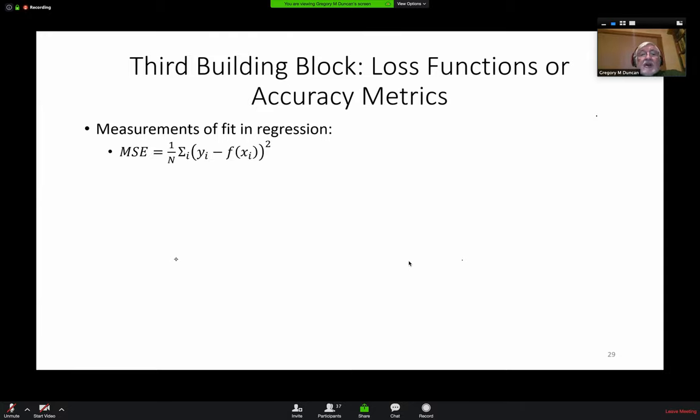So, measurements of fit in regression. Mean square error. That is, you take the residual, you square it, and you sum it. We've just been talking about that, and that's what 482 was all about. But here's one that's related. This is the square root of the one above it. Okay, this is Pythagorean distance. So you can work either with the MSE or this, which is called the L2 norm.